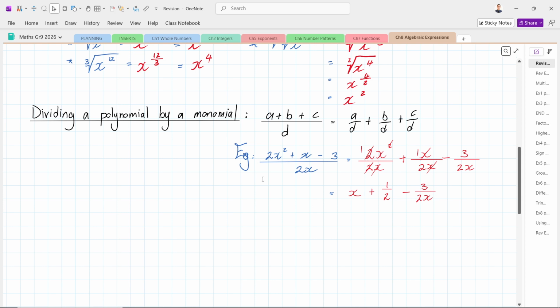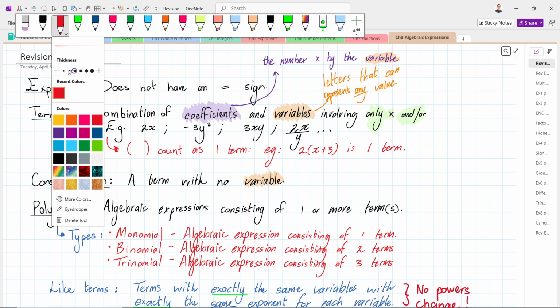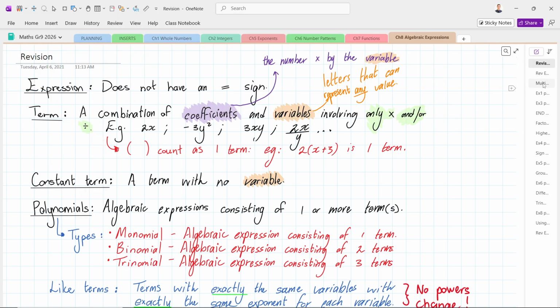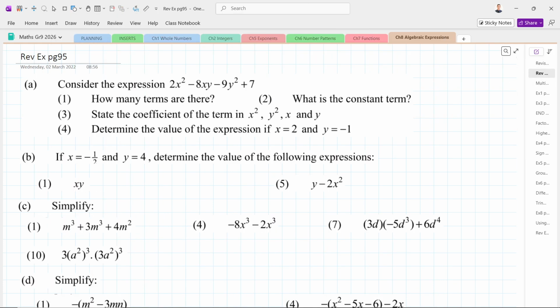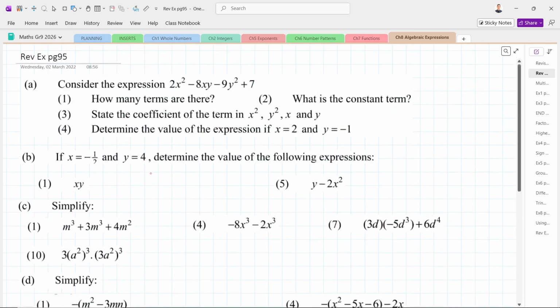But that is how you would divide polynomials by a monomial. Again, this is all just a refresher. Let's jump into the revision exercise over here, and I'm going to go through some of this with you. Okay, so I'm going to go quite quick because it is all revision before we get into your actual new work.